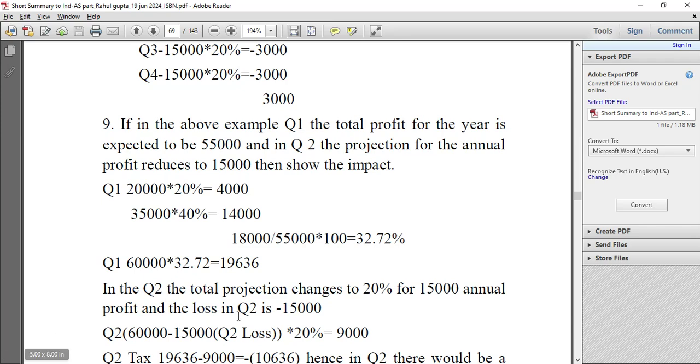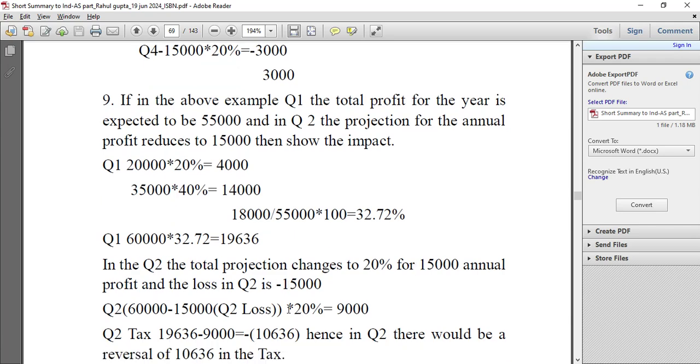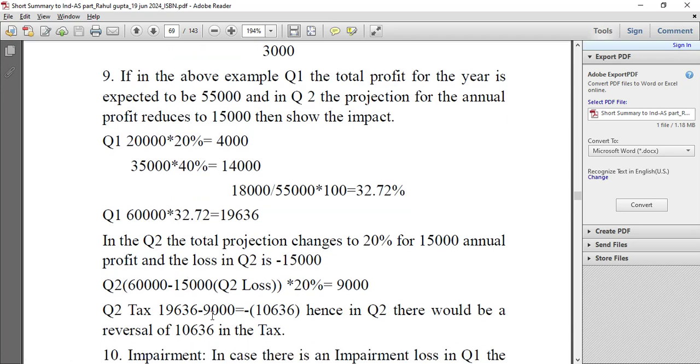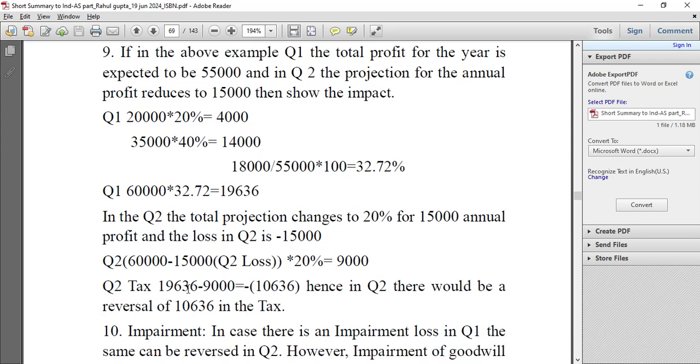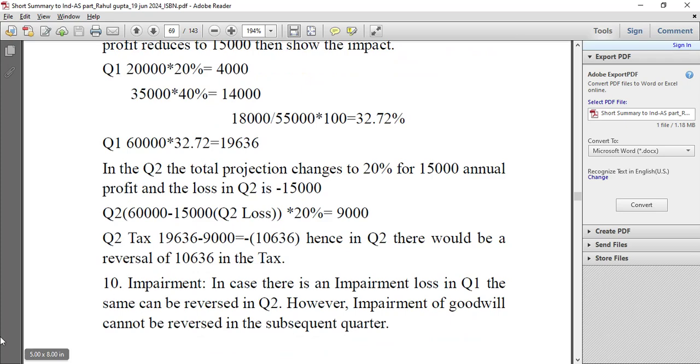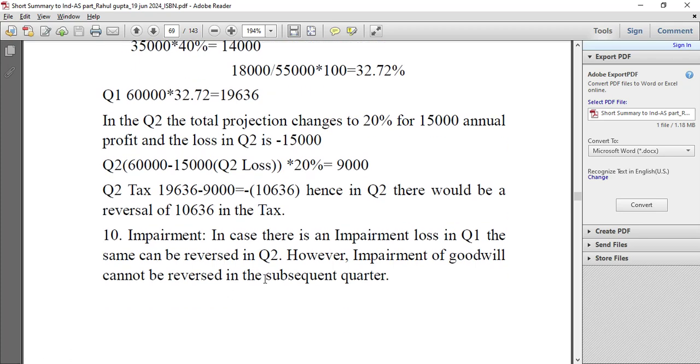If in the Q2 the projection changes to 20% for 15,000 annual profit and the loss in Q2 is 15,000, then in Q2, 60,000 minus 15,000, Q2 loss, into 20%, 9,000. Tax 19,636 minus 9,000, 10,636, hence in Q2 there would be a reversal of 10,636 in the tax. In case there is an impairment loss in Q1, the same can be reviewed in Q2. However, impairment of goodwill cannot be reversed in the subsequent quarter.